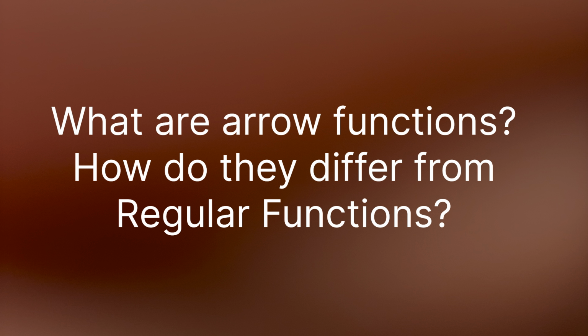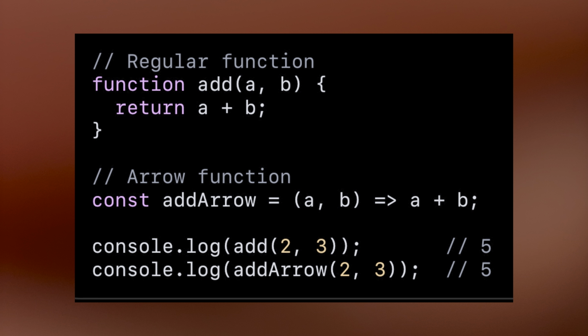Question 9. What are arrow functions and how do they differ from regular functions? Arrow functions are a shorter syntax for writing functions that do not have their own this context, so they inherit this from the enclosing scope. This makes them particularly useful in situations where you need to maintain the context of this.